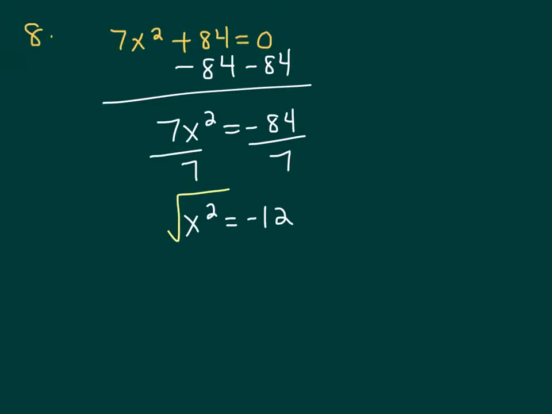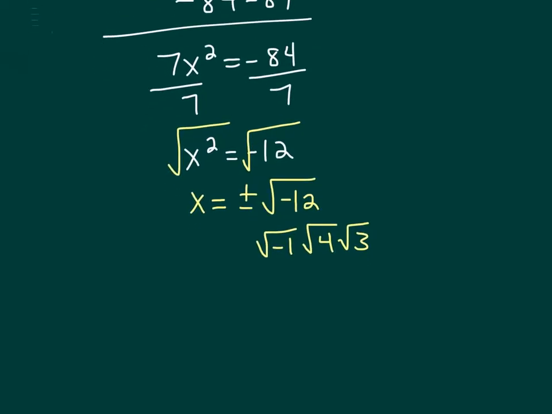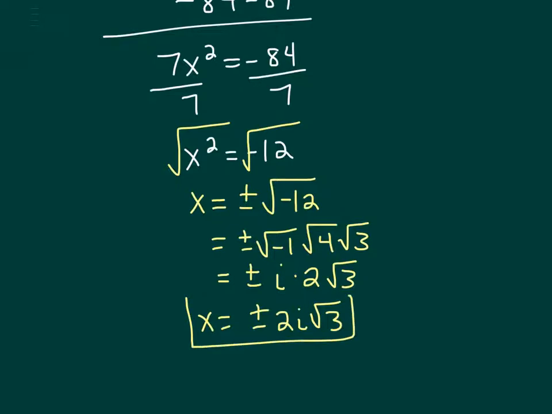Now we square root. So since we took the square root, it's plus or minus the square root of negative 12, which will be broken up to square root of negative 1, square root of 4, square root of 3, that product, plus or minus. And so it's plus or minus square root of negative 1 is I, square root of 4 is 2, square root of 3 stays square root of 3. And in the correct order, 2I square root of 3. So final answer in solution sets is plus or minus 2I square root of 3.